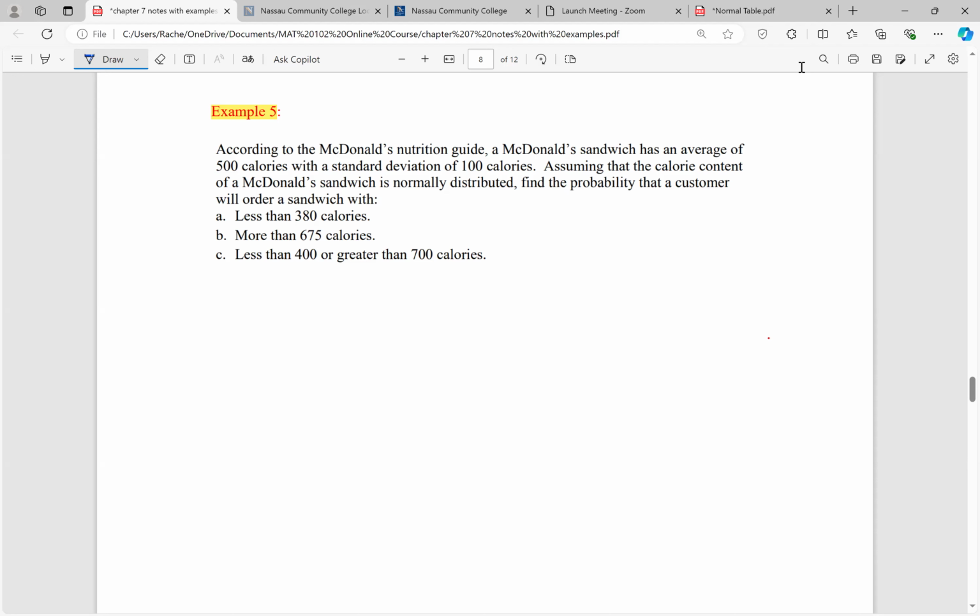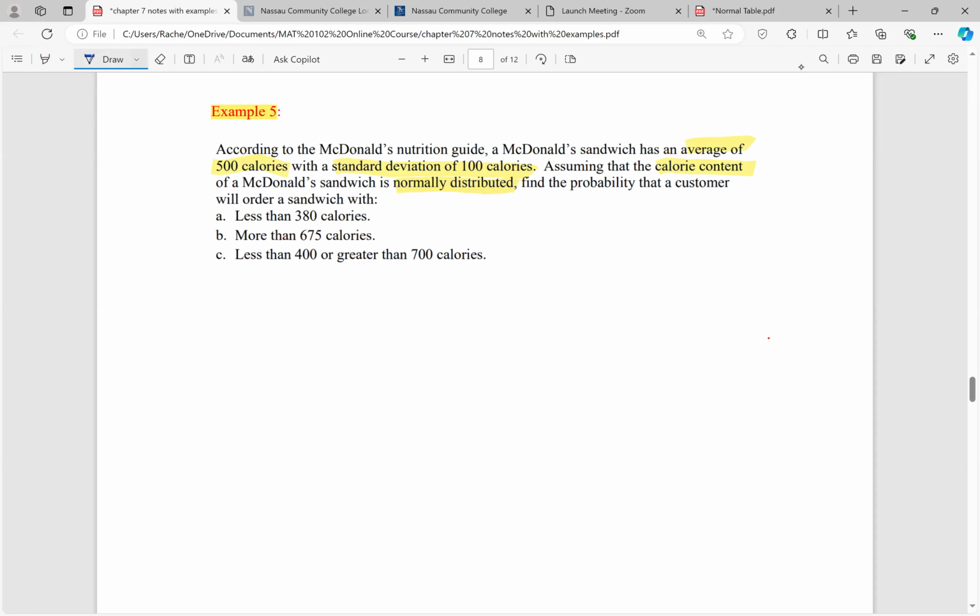Now it says there's an average, so let's highlight these important pieces of information. So a sandwich has on average 500 calories and a standard deviation of 100 calories. And we also know that the calorie content is normally distributed. So let's write down these important pieces of information.